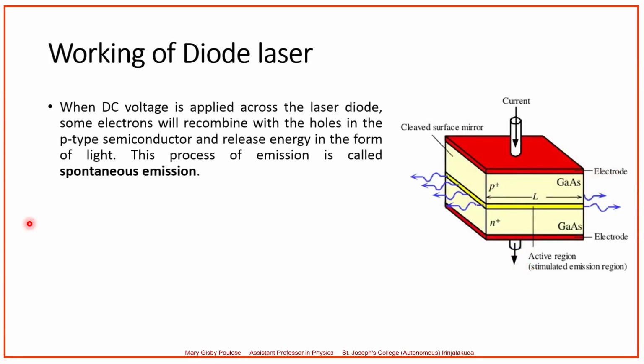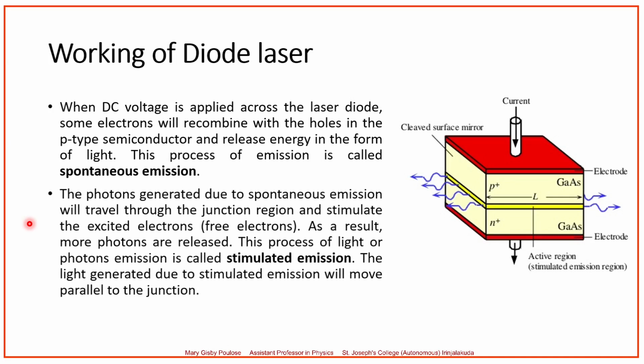Now, when a DC voltage is applied across the laser diode, these electrons will move towards the p-type to recombine. Some of the electrons will recombine with the holes and they release energy in the form of light. So this chance emission is called spontaneous emission. Now, the photons generated due to spontaneous emission will travel through the junction and stimulate other electrons to recombine with the holes. As a result, more photons are released, and this process of photon emission is called stimulated emission. The light generated by the stimulated emission will be parallel to the junction.